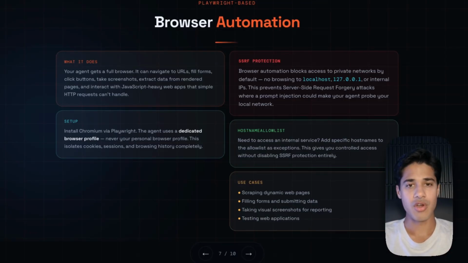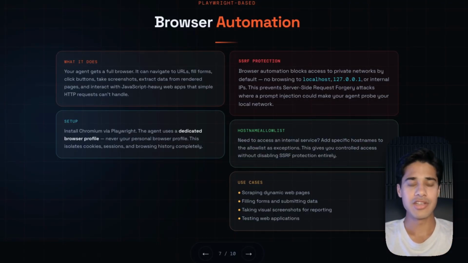The security feature to know about is SSRF blocking. By default, the browser automation blocks access to private networks, so no browsing to localhost or internal IP ranges. This is super critical because prompt injection attacks could theoretically make your agent browse to internal services and exfiltrate data. The SSRF blocking prevents that by default.